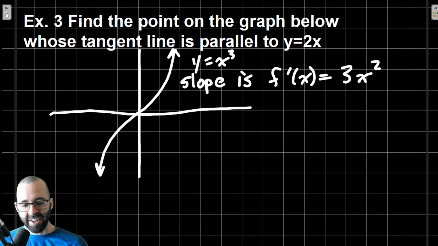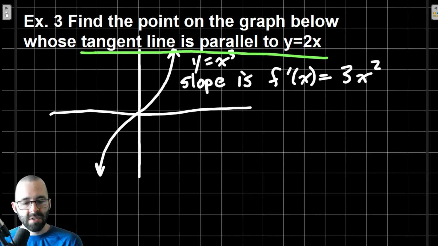Let's get into this. There's a lot going on. So here's what we're looking for, right? We're looking for a point. That's our end goal. And what do we know about this point? We know its tangent line is parallel to y is equal to 2x.